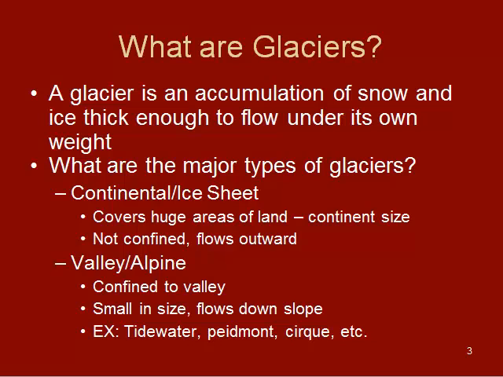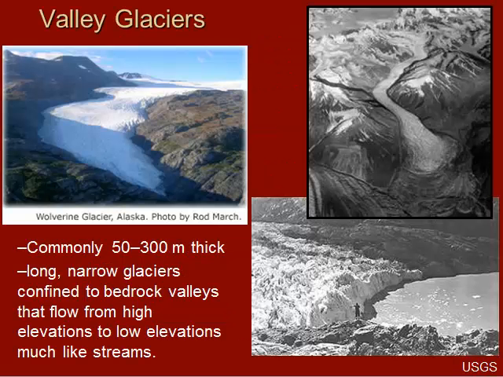And then alpine or valley glaciers have a wide variety of different types that fit into that category, such as Tidewater, Piedmont, Cirque, and your textbook goes into those different types. But we're just going to focus on the 2 main categories, just to give you an idea of what they look like. Here's a couple pictures of some valley glaciers.